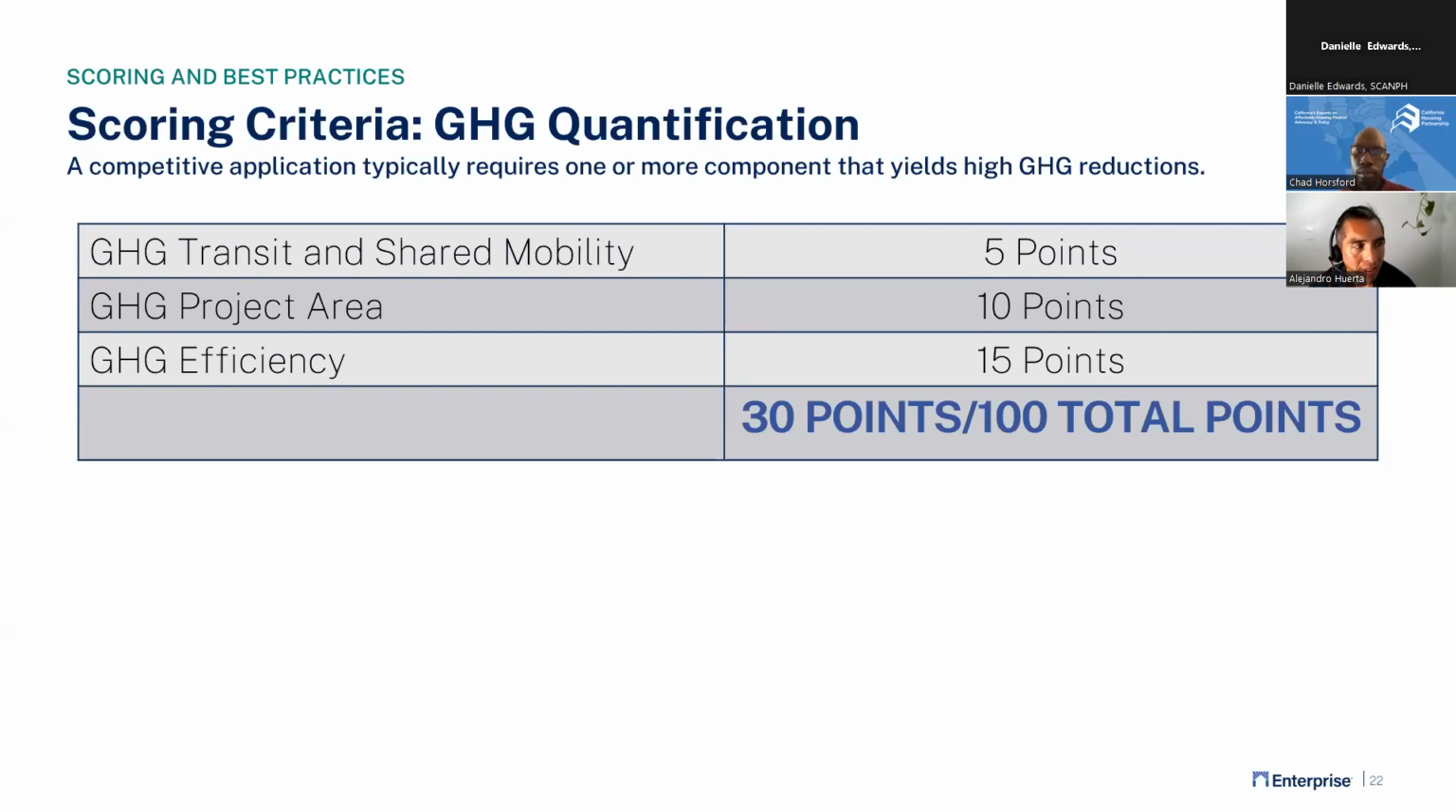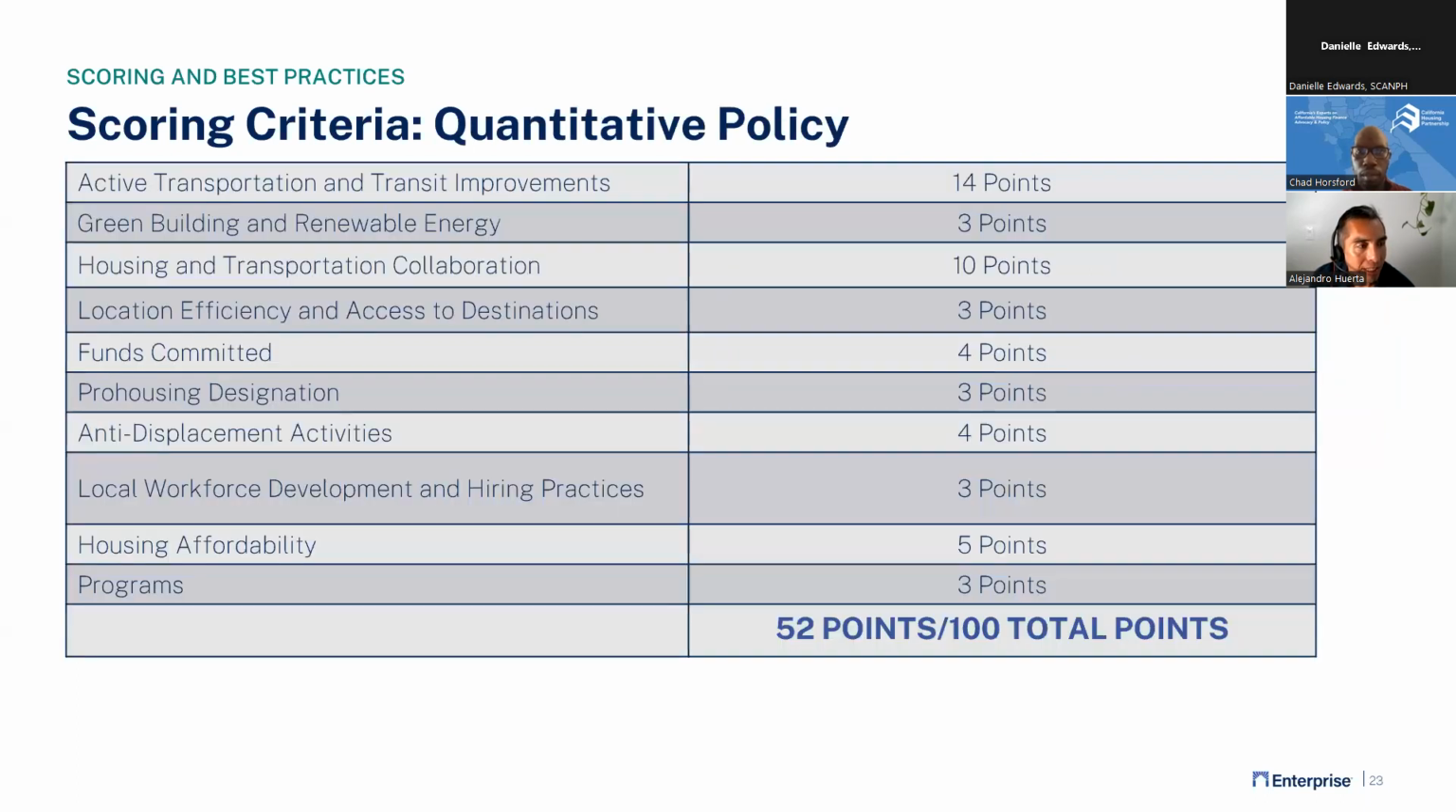So in actuality, 20 out of the 30 points are heavily influenced by your GHG transit. So I want to emphasize that. The remainder of the AHSC application consists of two other major components. One is the quantitative policy scoring, shown here, and narrative scoring.